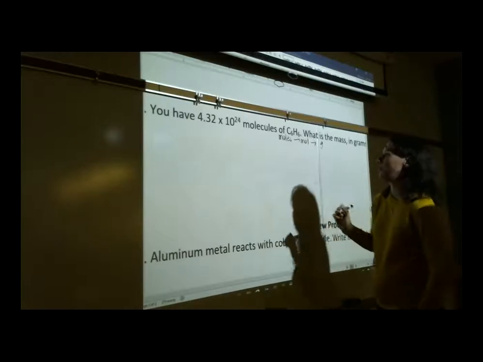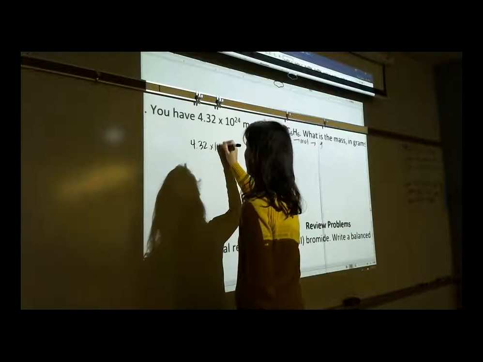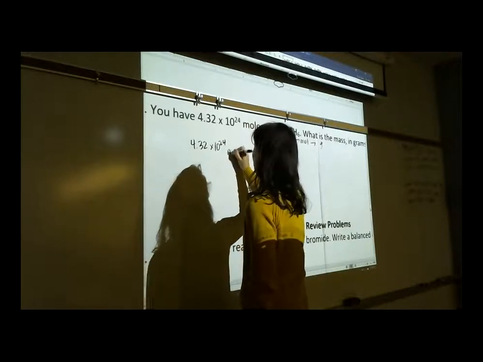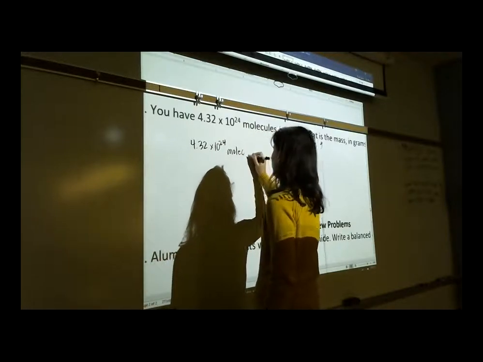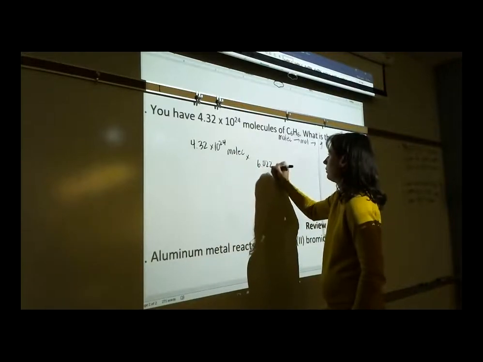All right, so let's do step 1. 4.32 times 10 to the 24th molecules. How many molecules are in a mole? That'll be Avogadro's number.